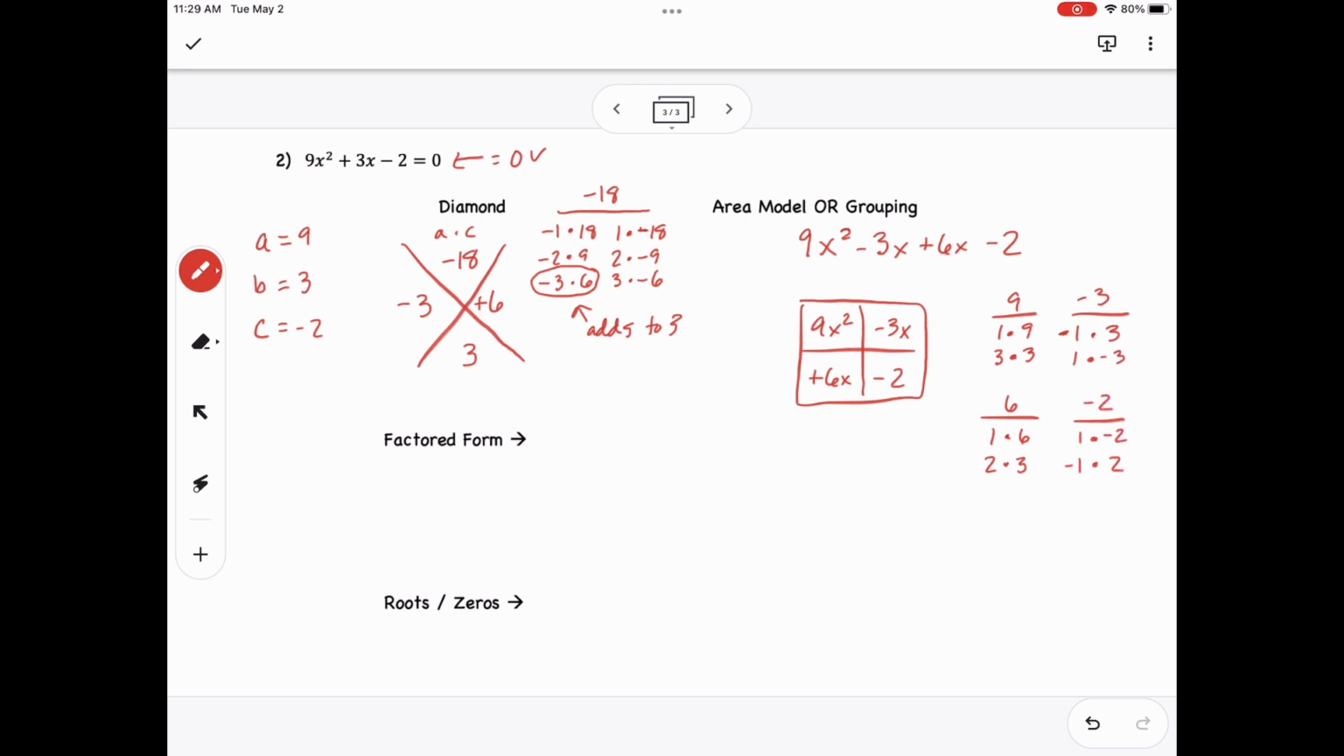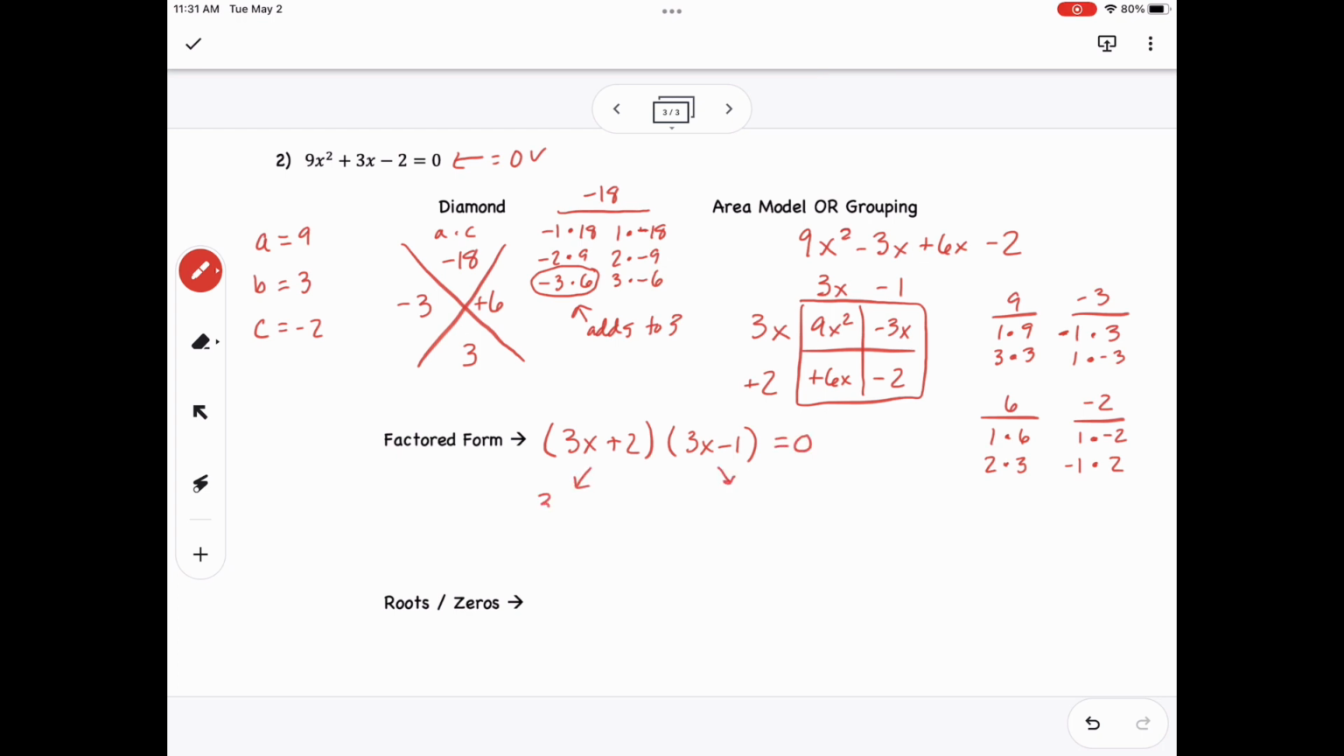For the first row, 9x squared and negative 3x have an x in common, but they also have a 3 in common, so let's write 3x out front. And then 6x minus 2, they both have a 2 in common, so I'm going to write plus 2. Then 9x squared and 6x both have an x and a 3 in common, so write 3x. And then negative 3x minus 2, they both have a negative 1 in common, so we'll write negative 1. And so our factored form will be 3x plus 2 times 3x minus 1.